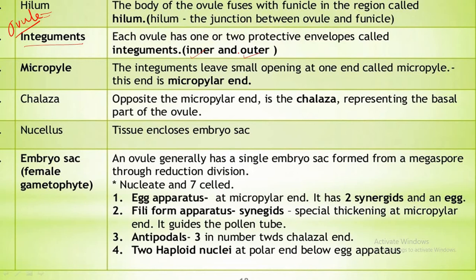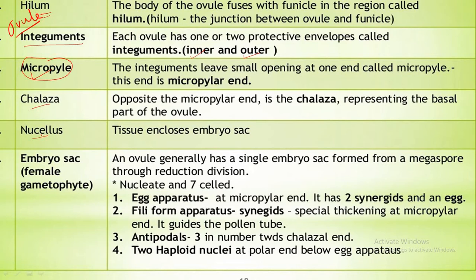which encircle the ovule except at the tip, where a small opening called micropyle is present. So only in the micropyle region the integument is not present, otherwise the integuments cover the complete ovule. The basal part of an ovule just opposite to the micropyle is known as the chalaza. Enclosed within the integuments is a mass of cells which is known as the nucellus. Cells of the nucellus are rich in reserve food material.